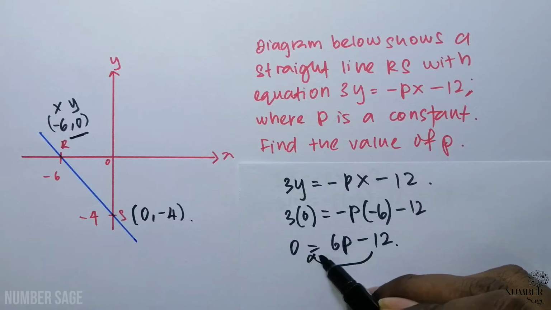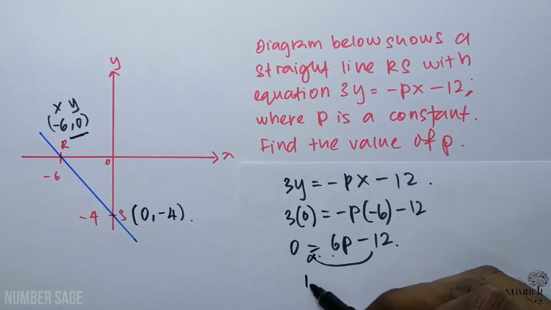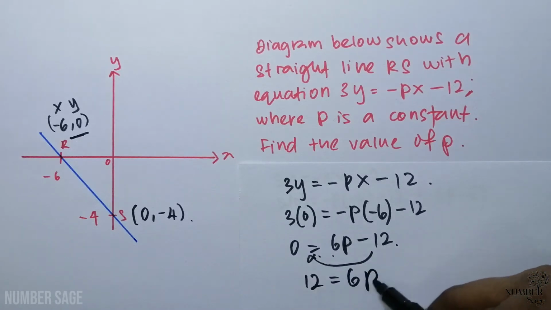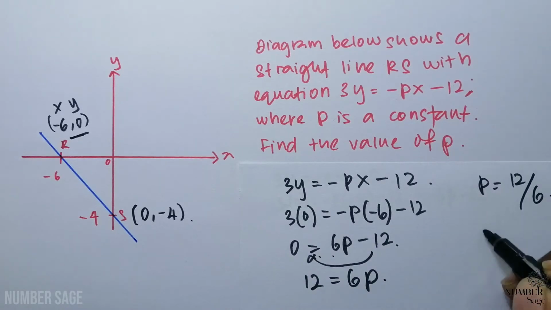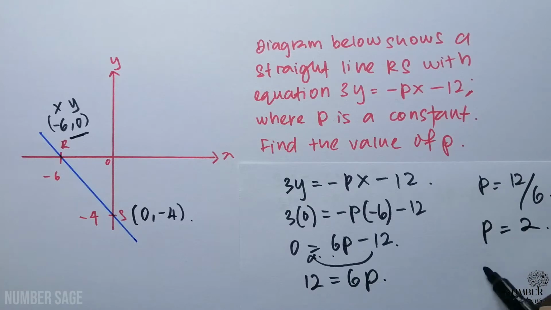Moving the 12 to the other side, this will give us 12 is equal to 6p. p is 12 divided by 6, p is equal to 2.